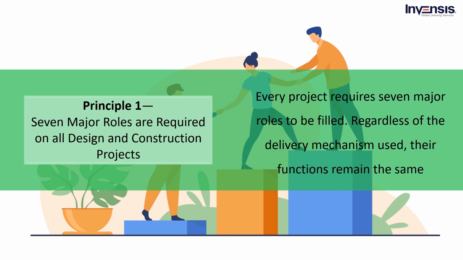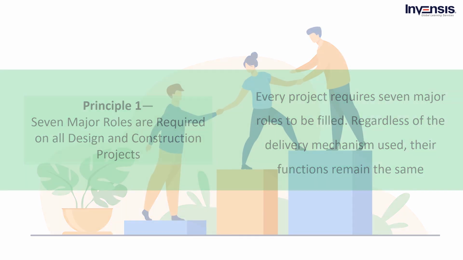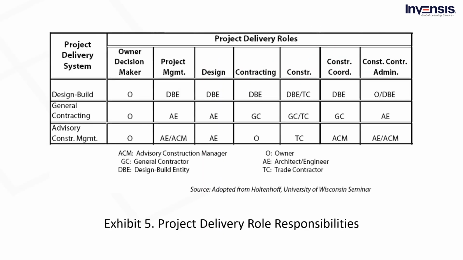Then there is building coordination, directing the work of the performing trade contractors during the construction process. Finally, we have construction contract administration, the administration of construction contracts held by contractors. Exhibit 5 shows which party is usually in charge of filling each of the 7 responsibilities for the 3 main project delivery methods. While actual job assignments on individual projects may vary, each of the 7 roles must be given to a responsible party in the project delivery structure.